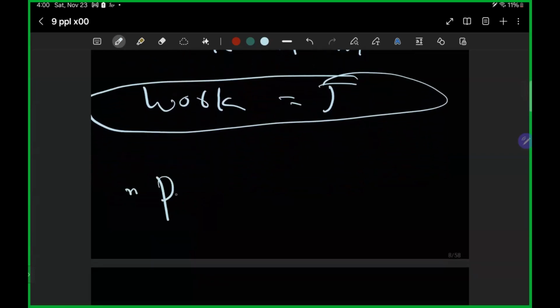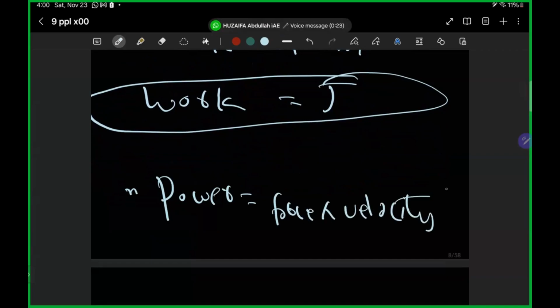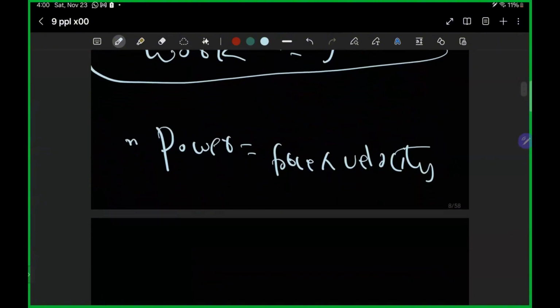The next quantity is power. The formula for power is force multiplied by velocity. So therefore, the unit of power can be derived.